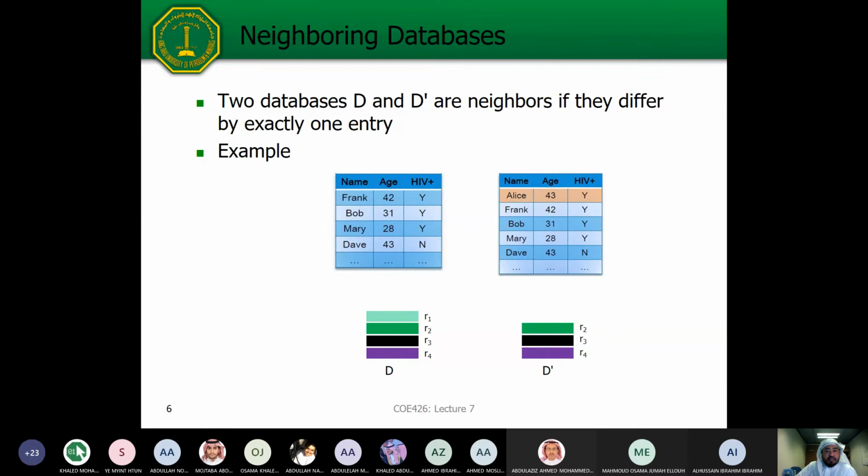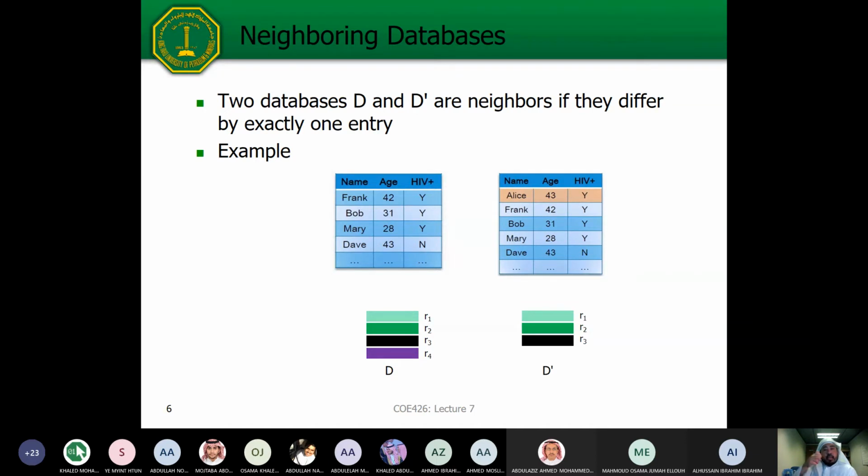But we can also have another set of neighboring databases by removing R2 from D prime. So now again, D and D prime are neighboring databases, which differ by R2. If we put R2 back and remove R3, still neighboring databases. If we put R3 back and remove R4, still neighboring databases. So the definition of neighboring databases is any 2 databases that differ by exactly 1 entry.